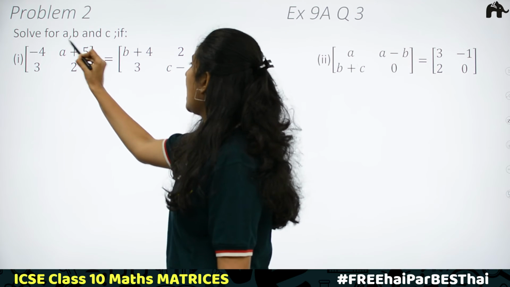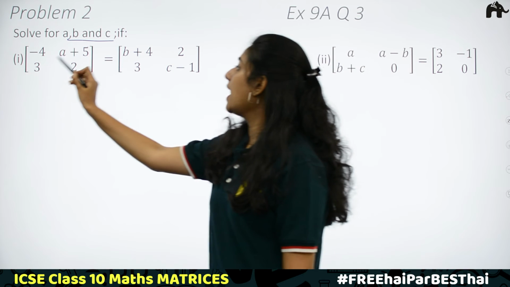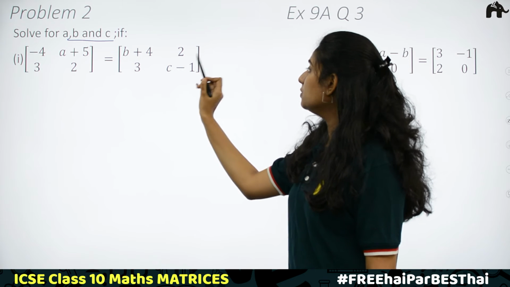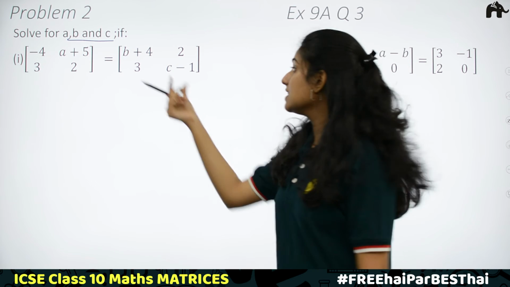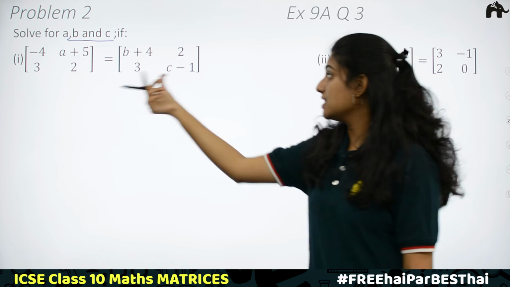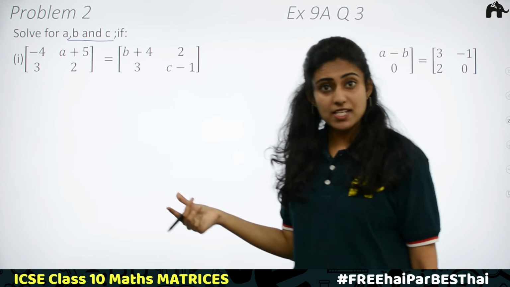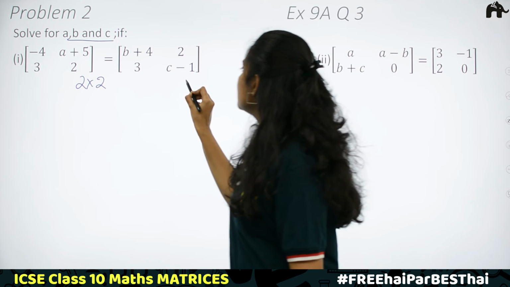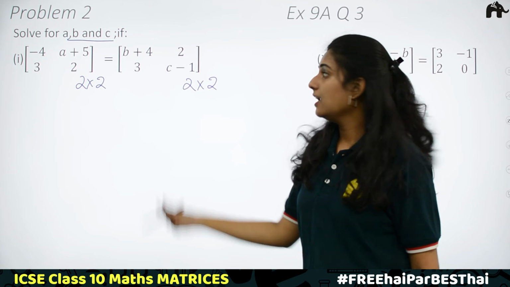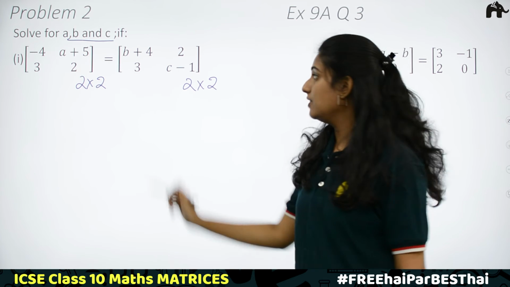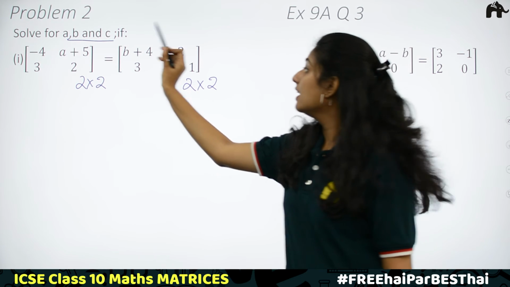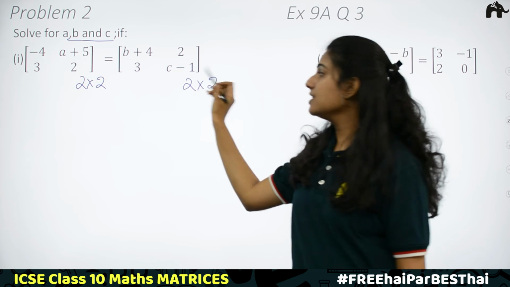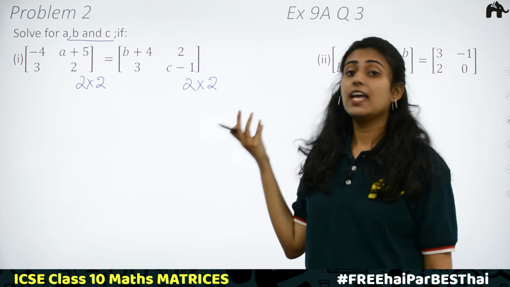Next, question 3 of exercise 9a. Solve for A, B and C if the first matrix, minus 4, A plus 5, 3, 2, is equal to B plus 4, 2, 3, C minus 1. Here it is given that these two matrices are equal. Matrices are equal when corresponding elements are equal and the orders are equal. Here this is a 2 by 2 matrix. This is also a 2 by 2 matrix. Now we know the corresponding elements are equal, which means minus 4 will be equal to B plus 4, A plus 5 will be equal to 2, 3 will be equal to 3, and 2 will be equal to C minus 1. From this we can find the values of A, B and C.